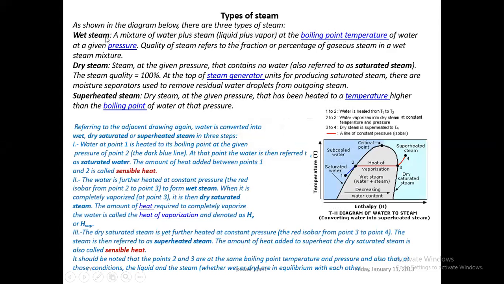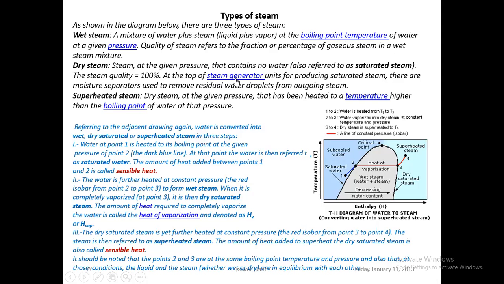Coming to the next one. Wet steam has to be converted into dry steam. Dry steam is that which is not wet, and the moisture should be 100% removed from the steam, and that steam should be called dry steam. Steam at a given pressure that contains no water, meaning no moisture, no drop of water. There should not be even a single drop of water. It is also referred to as saturated steam. So dry steam is also known as saturated steam, which is completely dry. The steam quality is 100%, pure without moisture.